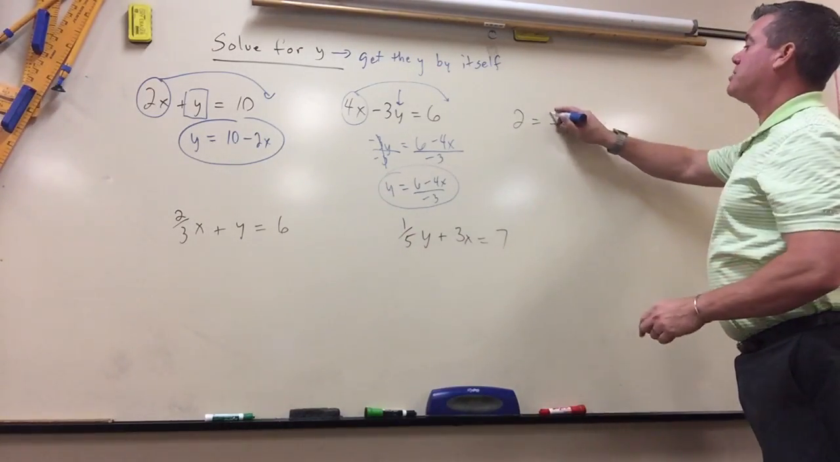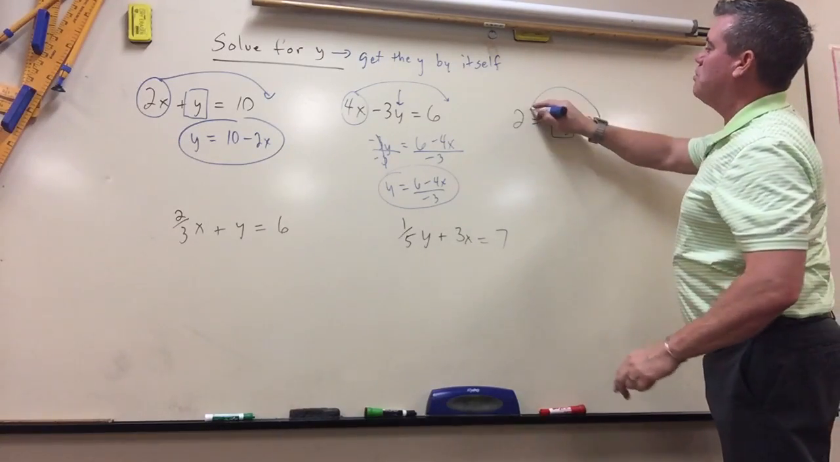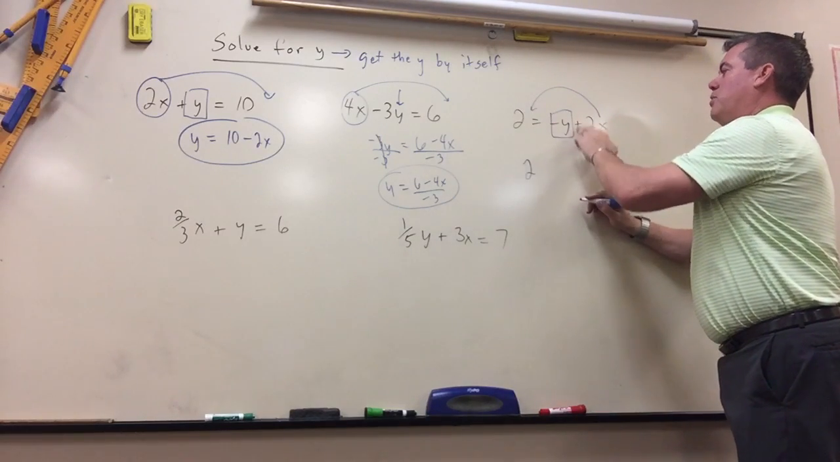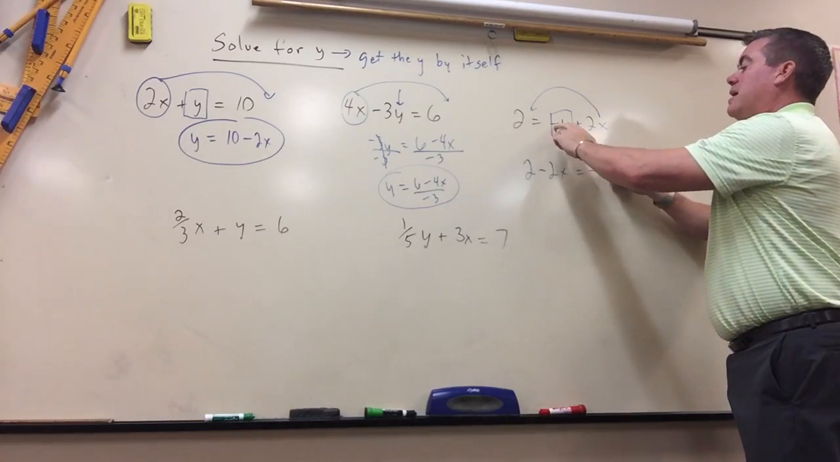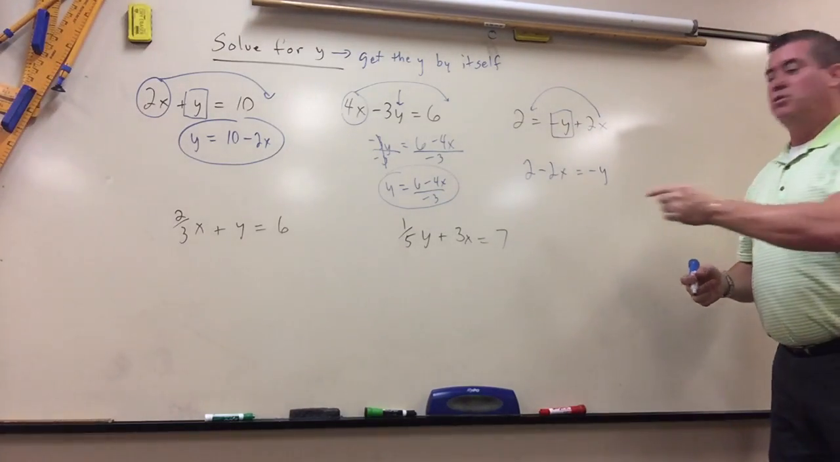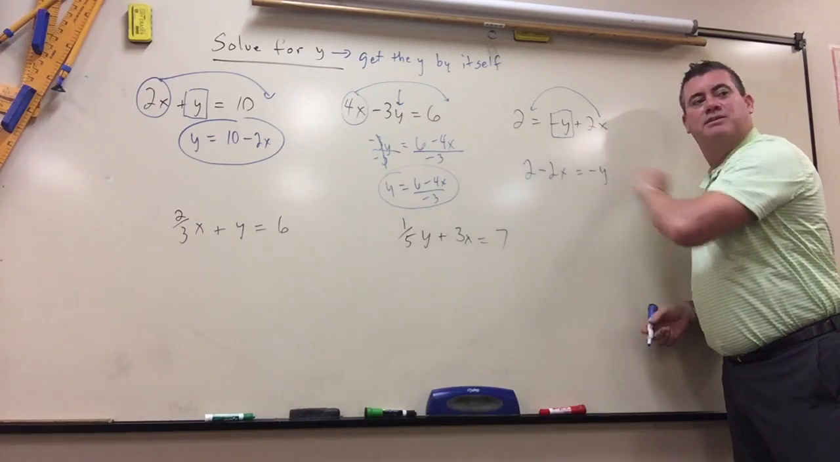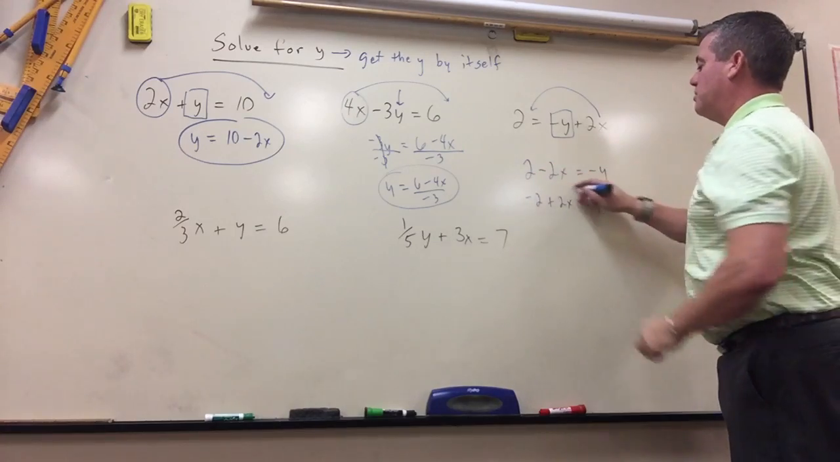Here, the y is on this side. The 2x is not attached, so all I got to do is move it over. The 2 is just staying there. This would change from plus to minus 2x equals negative y. Now everyone know what to do when the y is still negative? Make it positive. Change all the signs. Negative 2 plus 2x equals positive y.